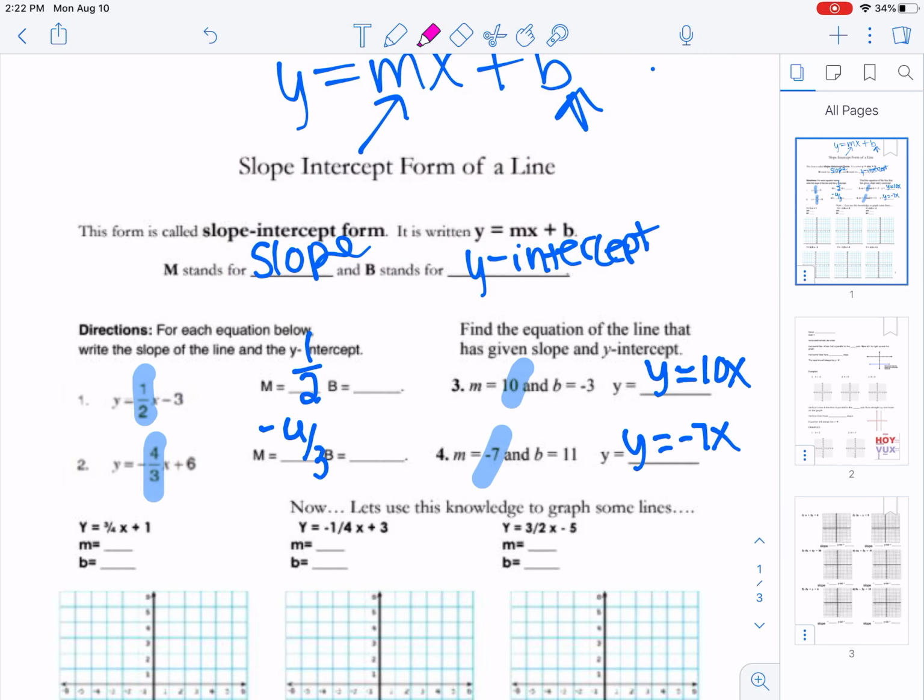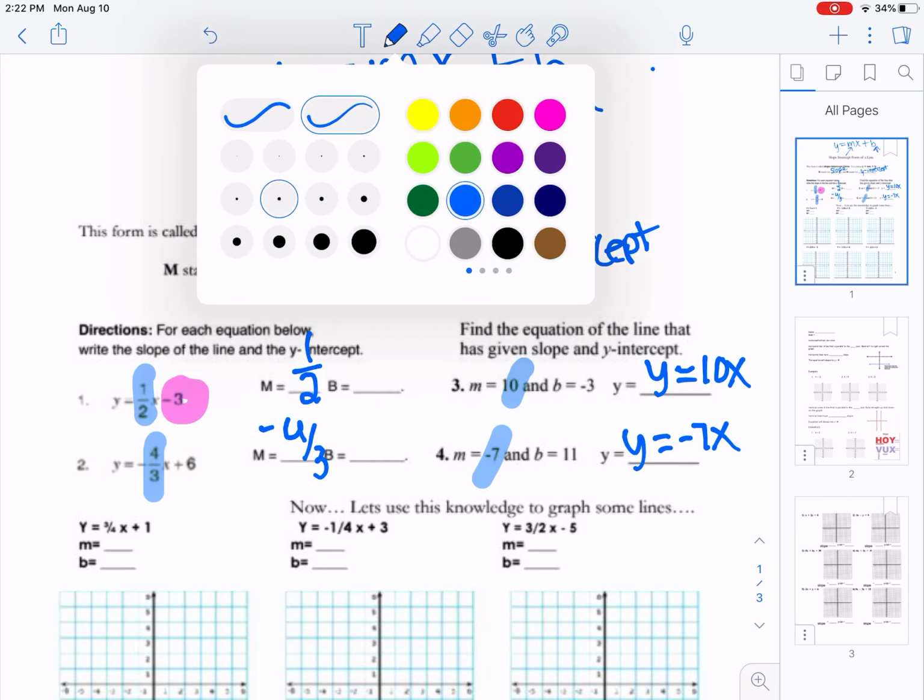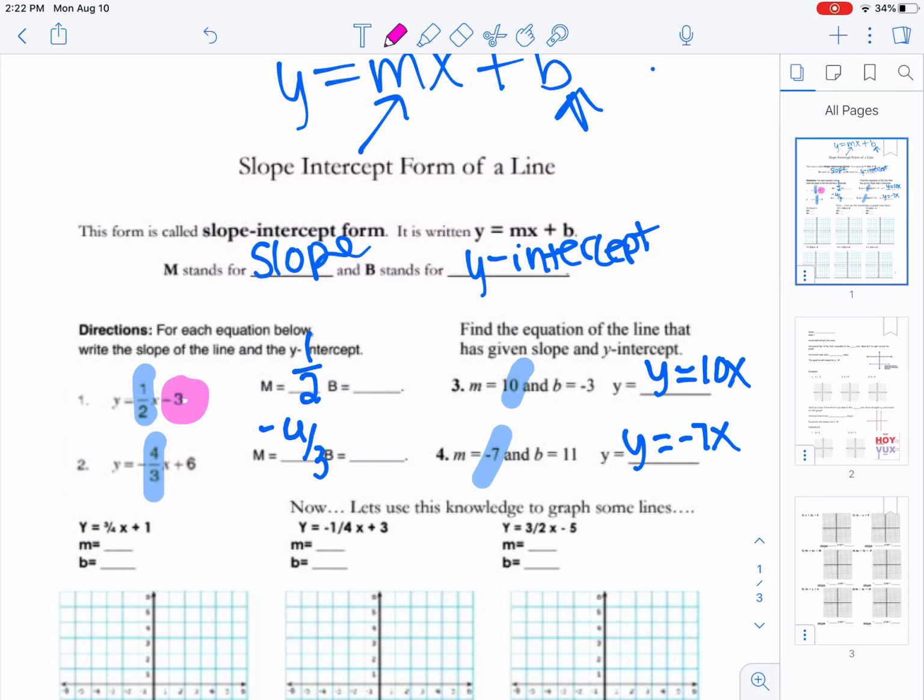So now let's talk about y-intercept. Y-intercept is the number that's by itself. So in this first problem, the -3 is by itself. So -3 is the y-intercept. In the second problem, it's 6. So the y-intercept in the second problem is +6. And then in the other problems, it tells us what the y-intercept is. The y-intercept is -3 and 11.